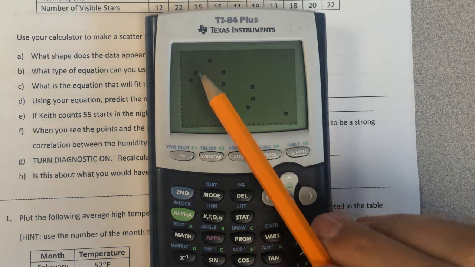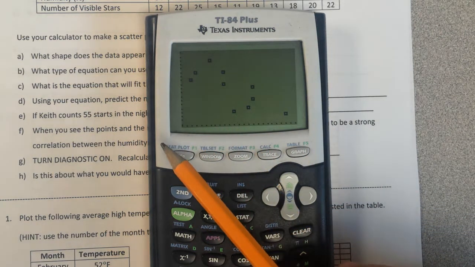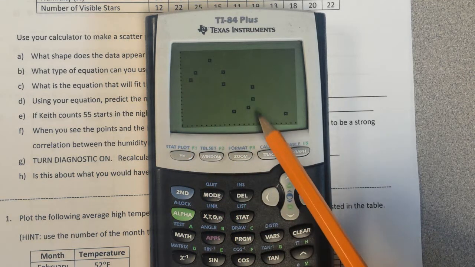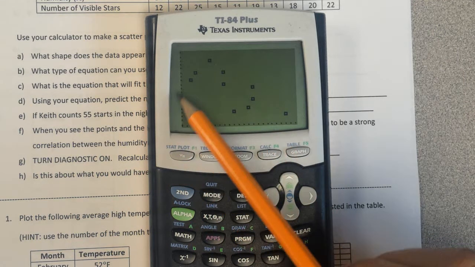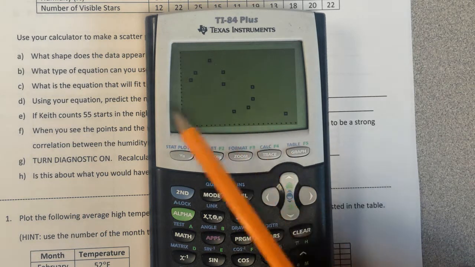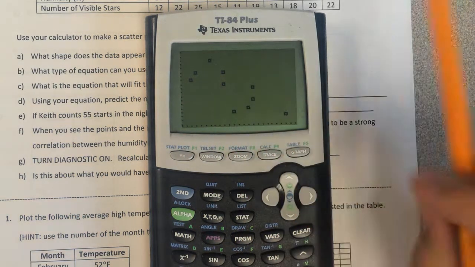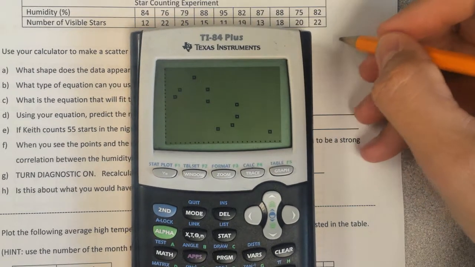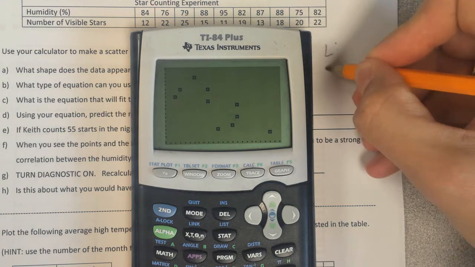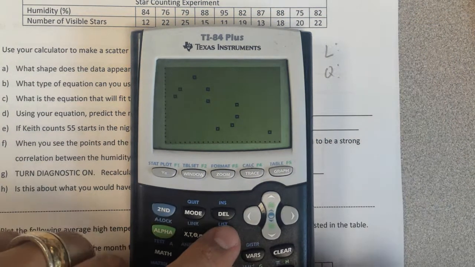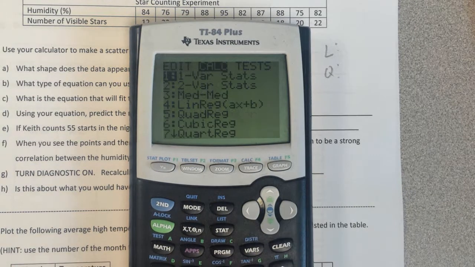But if I look at it too, I can also make a little bit of an argument to say maybe this is quadratic. If I look from here to here, I can kind of see where I might have a U-shaped quadratic formula. So we're going to do a linear regression and a quadratic regression, and we're going to see which one is better. I'm going to record how strong they are, my linear and my quadratic. So let's go back to the stat and calculate.